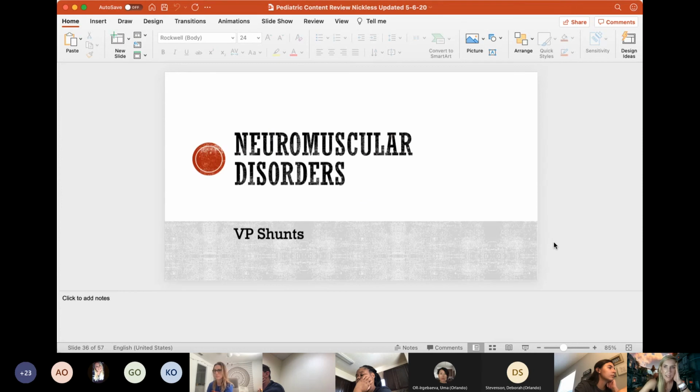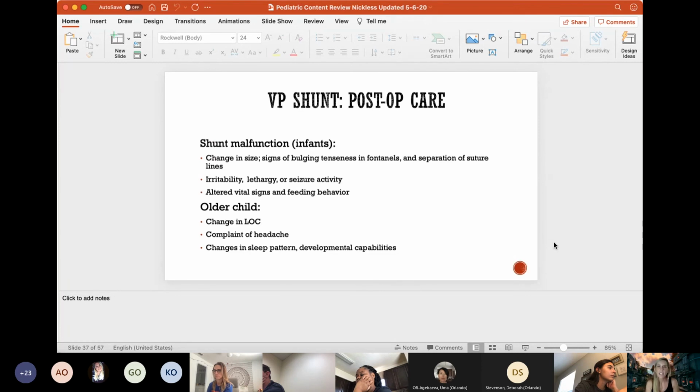Alrighty, let's talk a little bit about VP shunts, okay? So remember, a shunt is for hydrocephalus, okay? It's a little tube that goes in the brain all the way down to the belly so that any extra CSF fluid can be drained. And remember, it is very, very common to have shunt malfunctions, okay? Why do they have so many shunt malfunctions? Someone tell me.